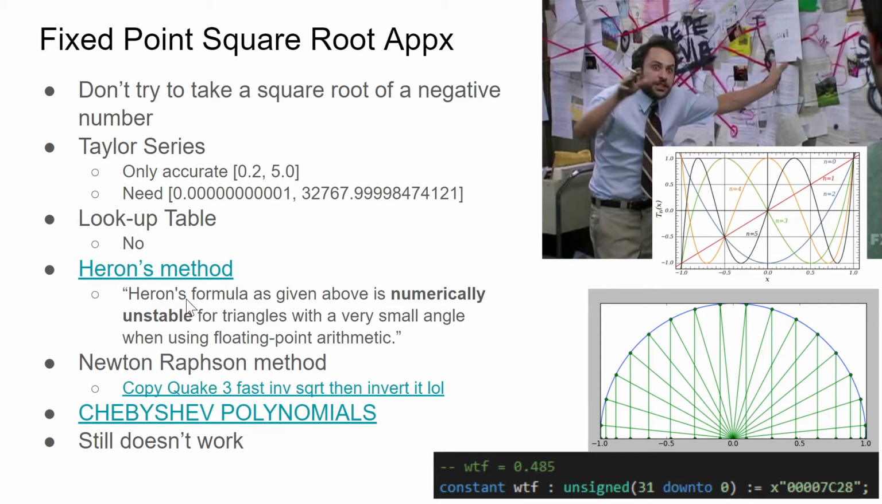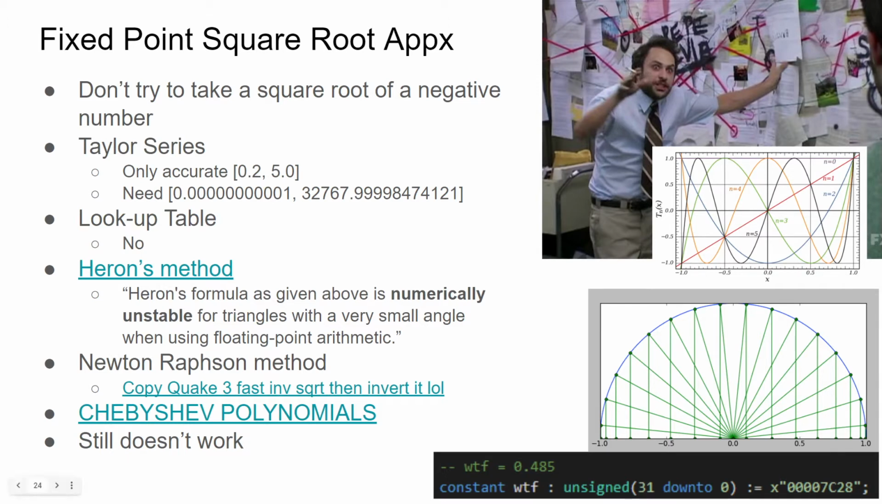One of the first ones I tried was Taylor series, until I realized it's only accurate if you're taking the square root of a value between 0.2 and 5.0. There's a way to scale inputs, except the range of values that the Q16.16 can represent is so large that even though I tried scaling it down to that input range, it ended up having really horrible accuracy. The square root of 10 was in the hundreds, I'm pretty sure, and it should not have been.